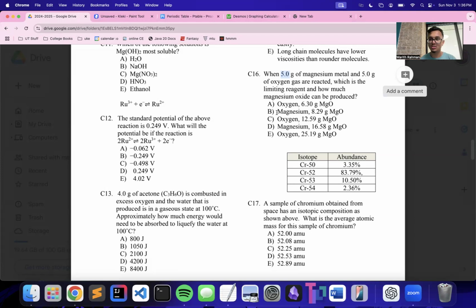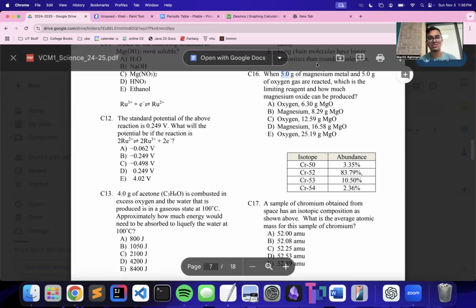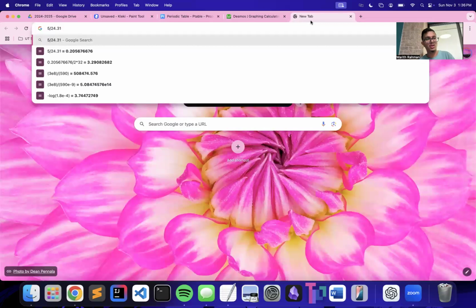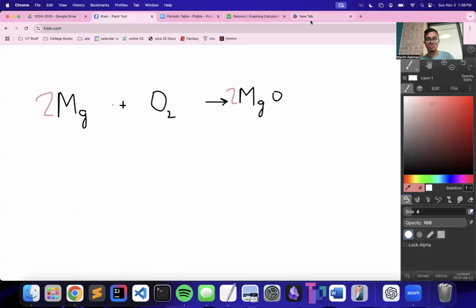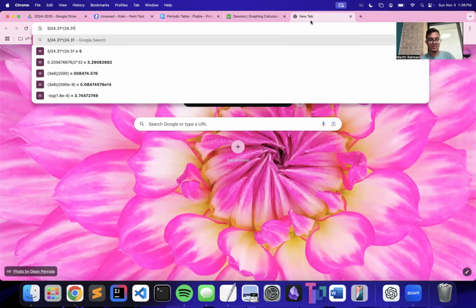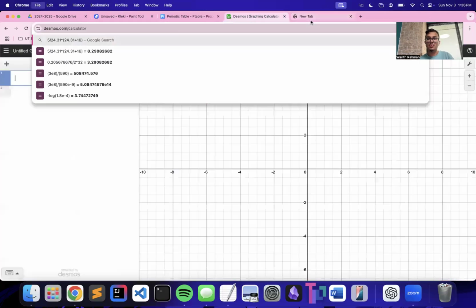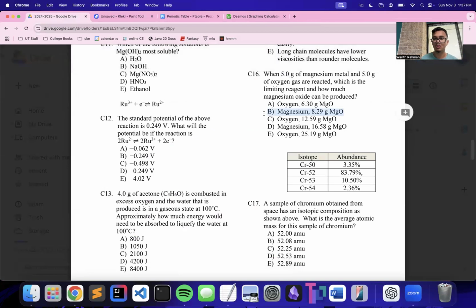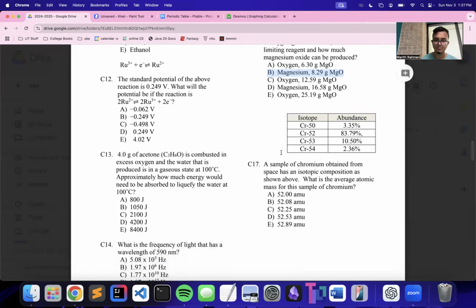Because if we went off the oxygen, we'd be assuming we have enough magnesium. If magnesium is a limiting reagent, we don't have enough of it. So we say that with that same 524.31, every 2 moles of Mg make 2 moles of MgO. So we already have the number of moles needed. And then multiplying this by the molar mass of MgO, we get that we make 8.29 grams of magnesium oxide, with magnesium being our limiting reagent.